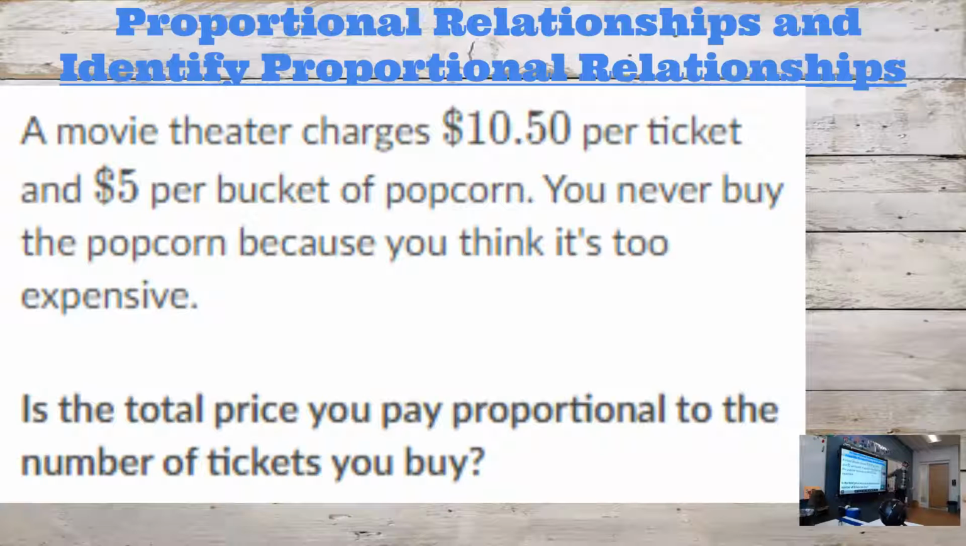It is. This is proportional because we never buy the popcorn. We want to talk about what the price will be. Let's say I'm going to take us to the movies. I'm not, but let's say I am. The price will be $10.50 times the number of tickets. Right? That is proportional. However, if we added on extra stuff like popcorn, it would not be proportional. So since we never buy the popcorn, it is proportional.